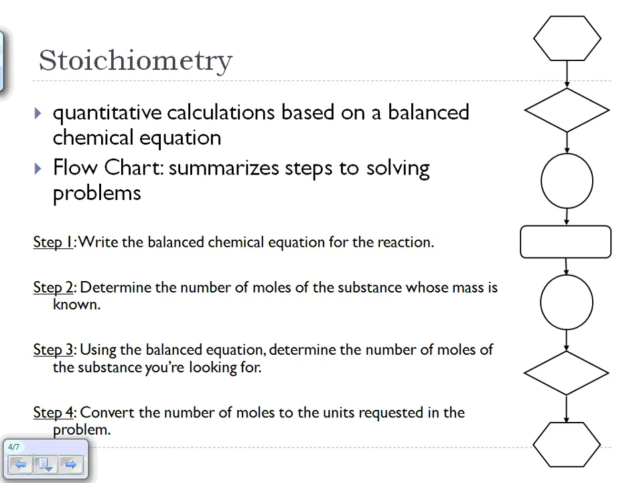So for those of you who like to memorize steps, here they are. Step 1, you always need to have a balanced chemical equation for the reaction. Step 2, you have to determine the number of moles of whatever I'm giving to you in the question. Then, using step 3, you're going to use the balanced equation, your mole ratio, to determine the number of moles of the substance you're looking for. And then the last step is convert that number of moles to the units requested, which is usually mass. For the rest of this unit, we're pretty much going to be dealing with mass conversions.